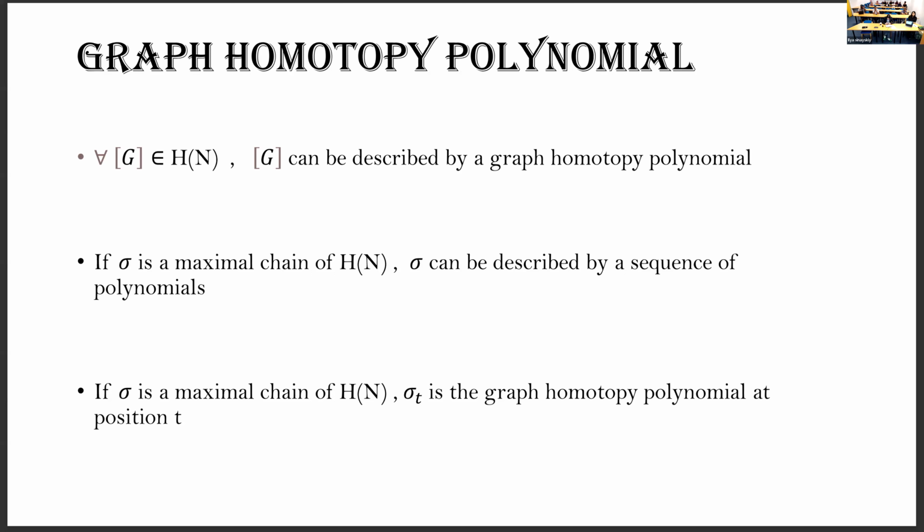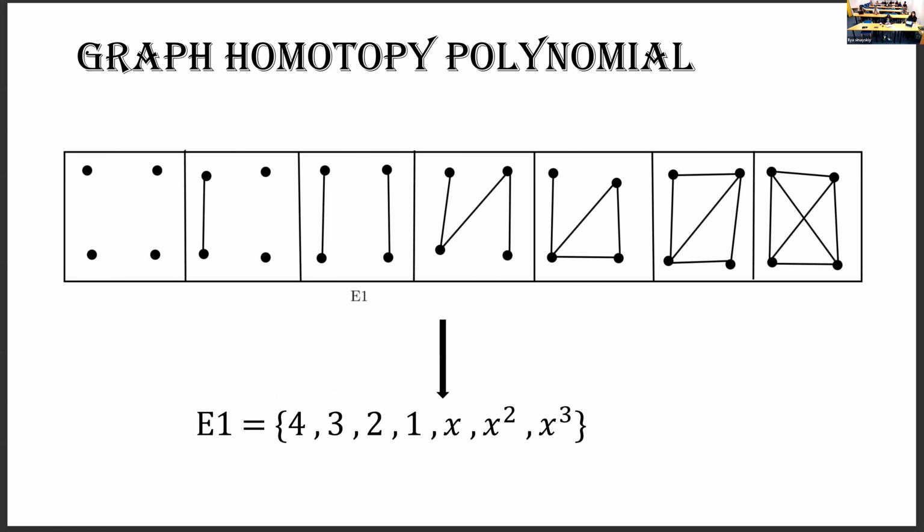So now we have a different representation for Hn. Here's a great example. Here we have an edge filtration of K4, the complete graph on 4 vertices. And then we have its corresponding graph homotopy polynomials as a sequence. This goes to that, that goes to that, and so forth. So we actually view an edge filtration now as a sequence of polynomials.